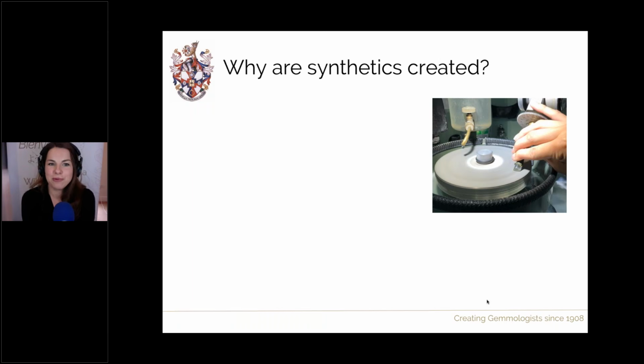So let's look at why we create synthetics in the first place. What was our motivation? Originally, this was all for industrial uses. This is the case with many developments, inventions and creations that we have. It's for some kind of use in industry. Gemstones, because they have such desirable properties beyond their aesthetics, are incredibly desired for use in industry.